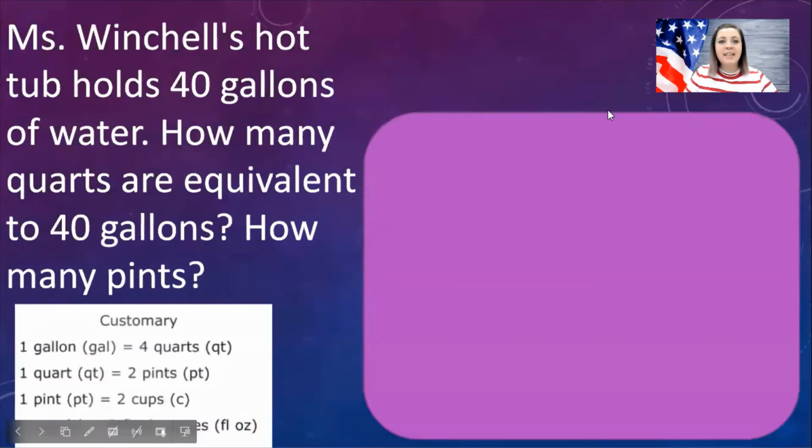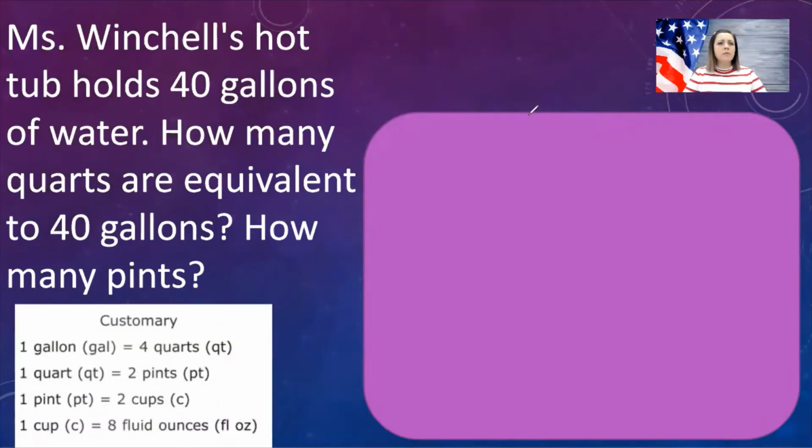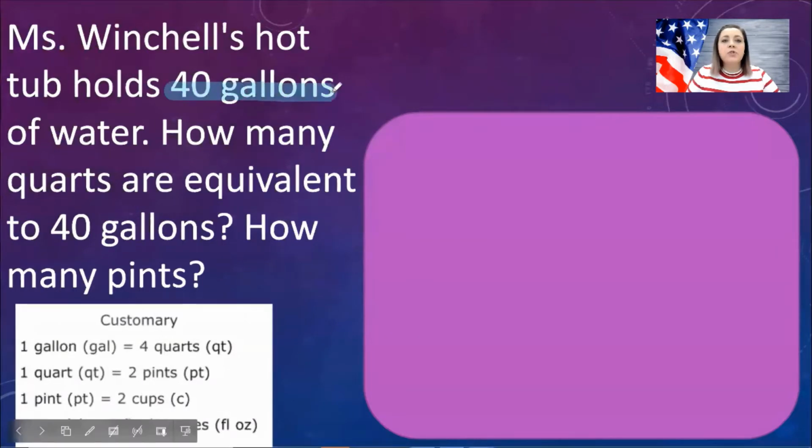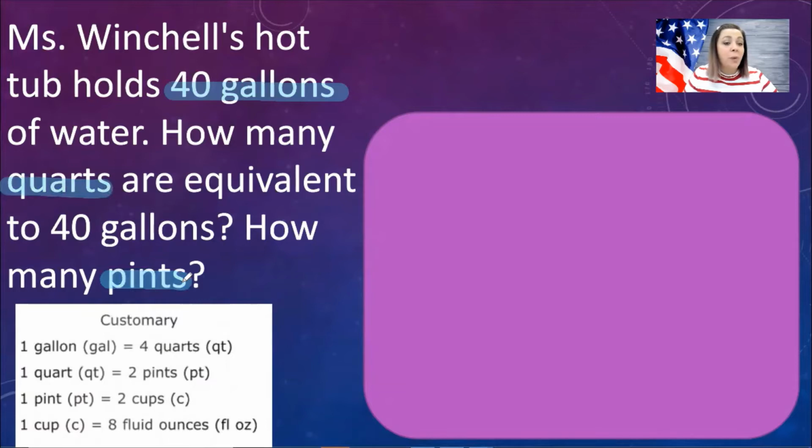All right. Here it says, Miss Winchell's hot tub holds 40 gallons of water. How many quarts are equivalent to 40 gallons? How many pints? So we're going to do 2 things here. First, we know that we are starting with 40 gallons. We want to convert that to quarts, and then we want to convert it to pints.